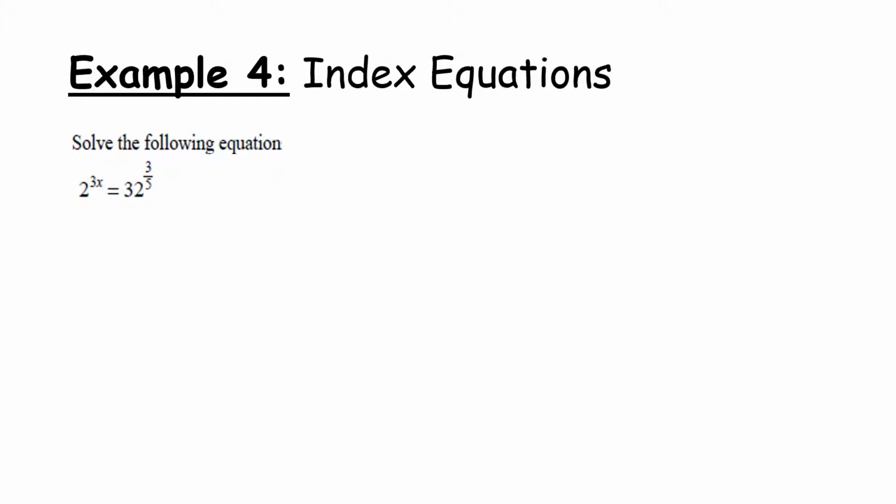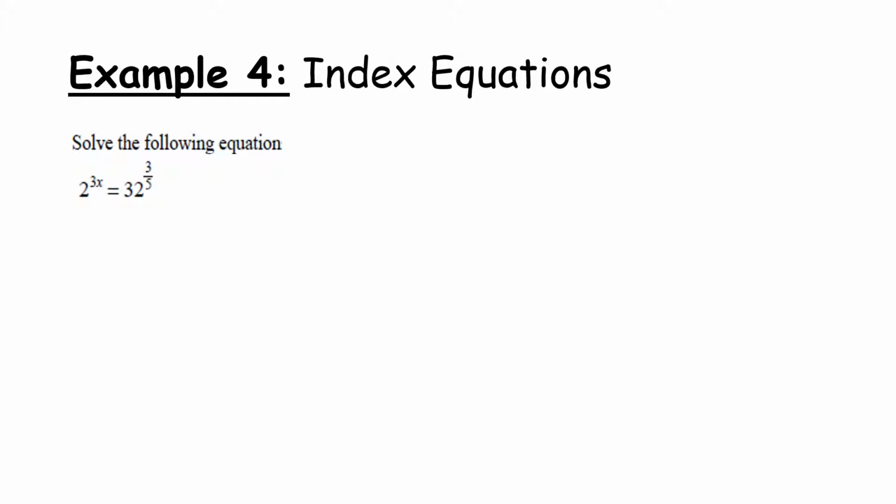So we're going to solve some index equations, and index equations are equations where the variable, or our letter, appears in the power or the index. So if you think about a quadratic, we have an x squared plus an x plus a number. In that case, the x's are the bases, they are the big numbers. In this example we have here, we have 2 to the power of 3x is equal to 32 to the power of 3 over 5. So that x is in the power.